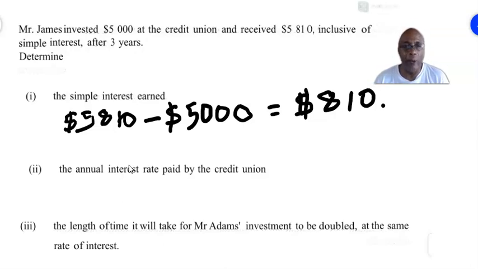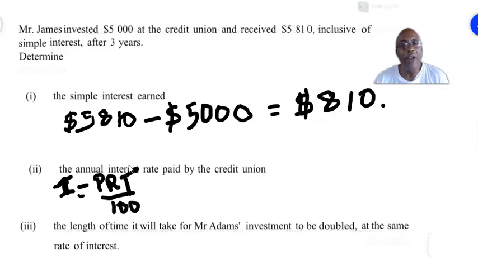Remember, the symbol for that is R, the interest rate. And remember the basic equation you have to remember for simple interest. The interest equals the principal times the rate times the time over 100. So we need to find the rate because we have the interest and the principal and the time. So to find the rate, we have to rearrange that equation.